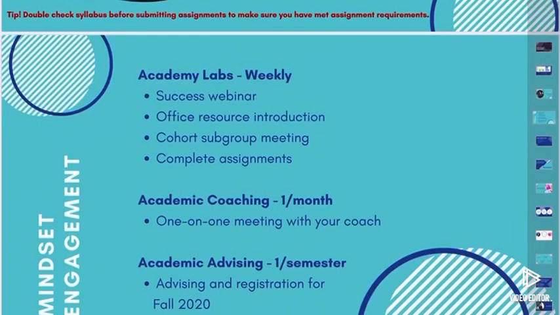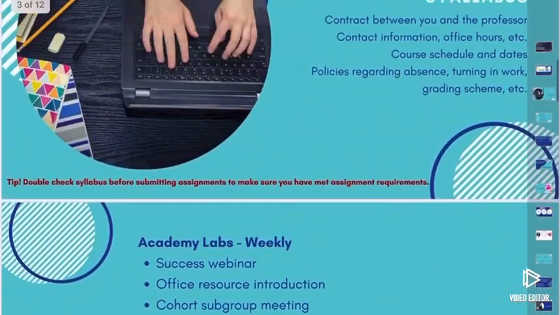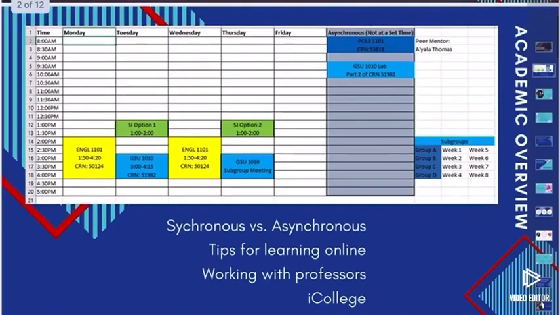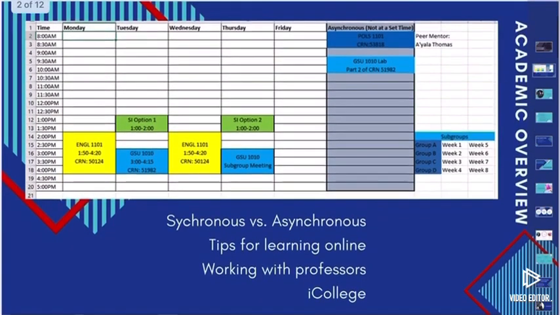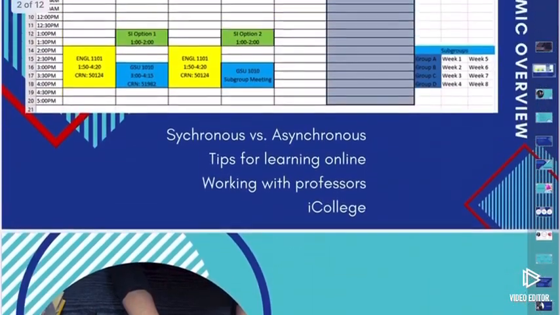Mindset engagement. This is where we help to create good habits and a strong foundation for your learning here at Georgia State. The way that we do this is through our Academy Labs, and the Academy Labs are going to be held weekly. On this student's example, I'll just go back to the schedule for a moment. You'll see this student has the GSU 1010 lab on their asynchronous column.